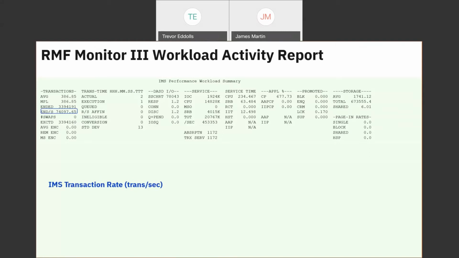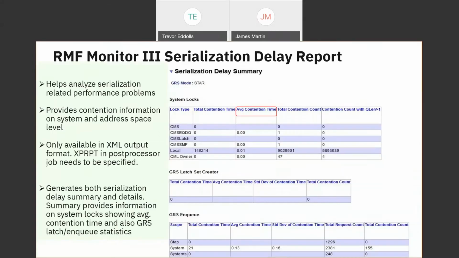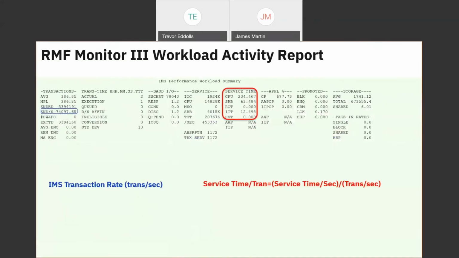Again, it's all about pinpointing issues, and it's all about finding those issues within the subsystems in the overall Z picture. Oh, another important piece that I've already pointed out is the CPU service time. Why is that important? Well, we're all billed the same way pretty much, right? We're billed based upon our CPU usage. So again, very good information from RMF around service time and CPU usage.